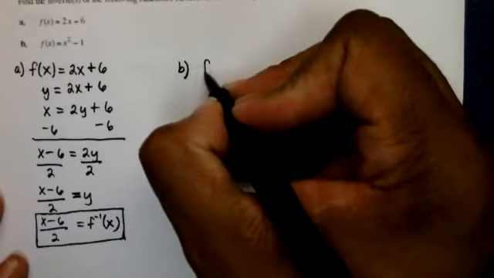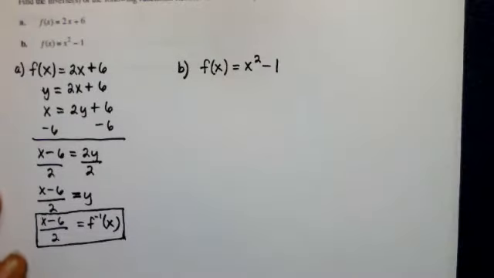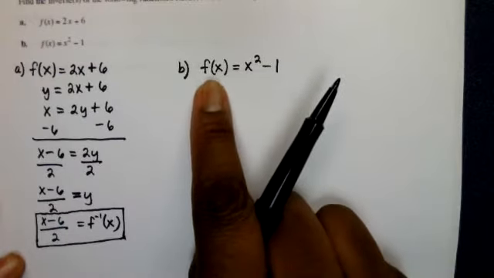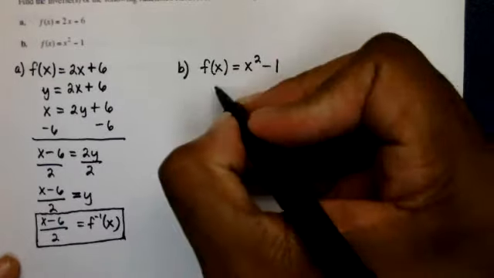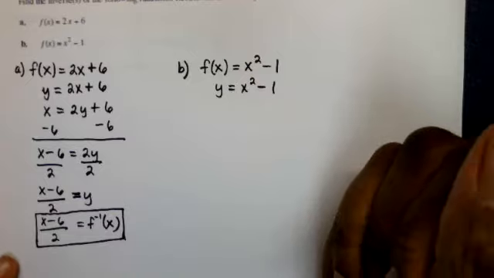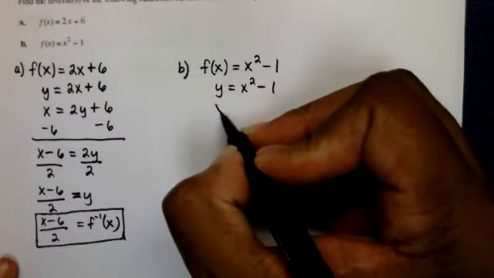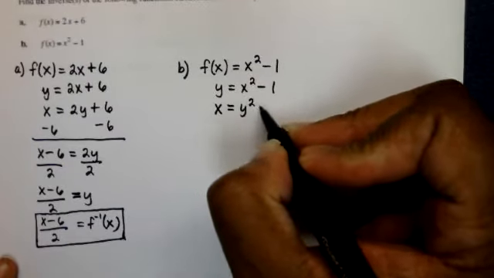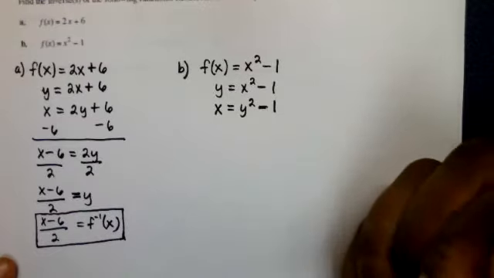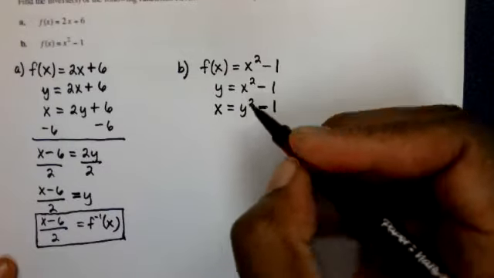Now let's look at part B. We got f of x is equal to x squared minus 1. So here, I'm going to use that 4-step procedure by replacing f of x with y. So that means I'm going to have y is equal to x squared minus 1. And then I'm going to interchange x and y. So the y becomes x and the x becomes y. So x is equal to y squared minus 1. And now I'm going to solve this equation for y.